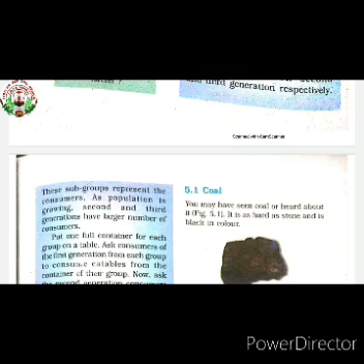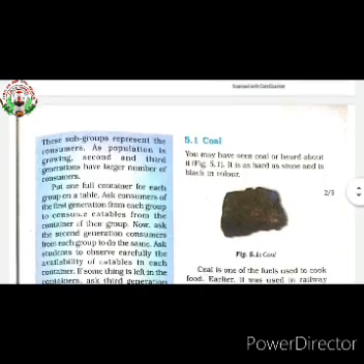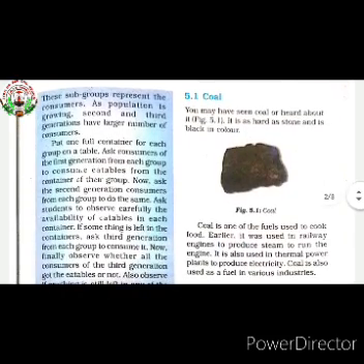So coal is one example of a fossil fuel. Coal is as hard as stone and it is black in color. That's why coal is called a black diamond. It is also called a fossil fuel, and it is also called a black diamond. Among the exhaustible natural resources, coal, petroleum and natural gas are formed from the dead remains of living organisms and are known as fossil fuels, and coal is one example of a fossil fuel.